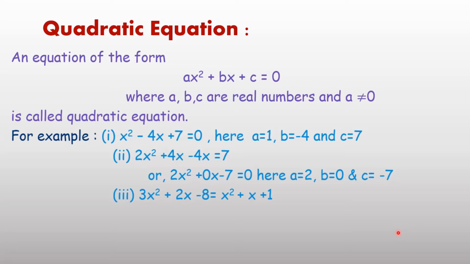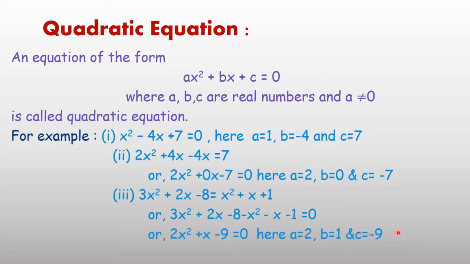One more example, 3x square plus 2x minus 8 equal to x square plus x plus 1. Again, first you have to simplify it. Transfer all the terms to one side, and if the RHS is 0, then you write it in standard form. Transfer to the left side: 3x square minus x square means 2x square plus x minus 9 equal to 0. And then the values of a, b and c you can write: a equal to 2, b equal to 1 and c equal to minus 9. I hope it is clear.